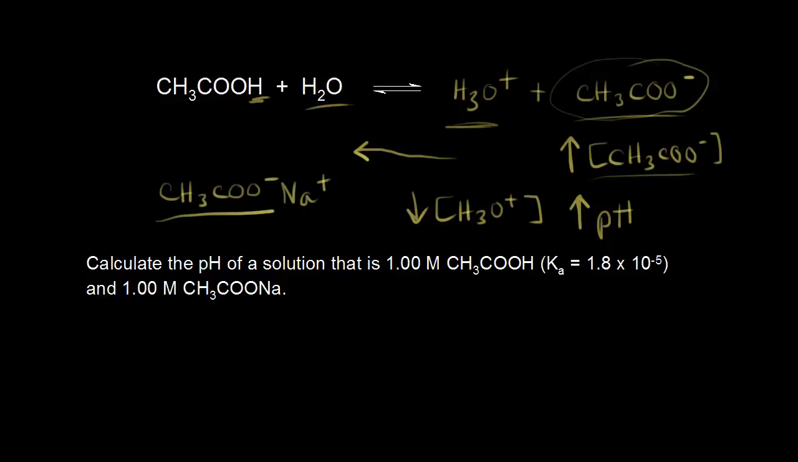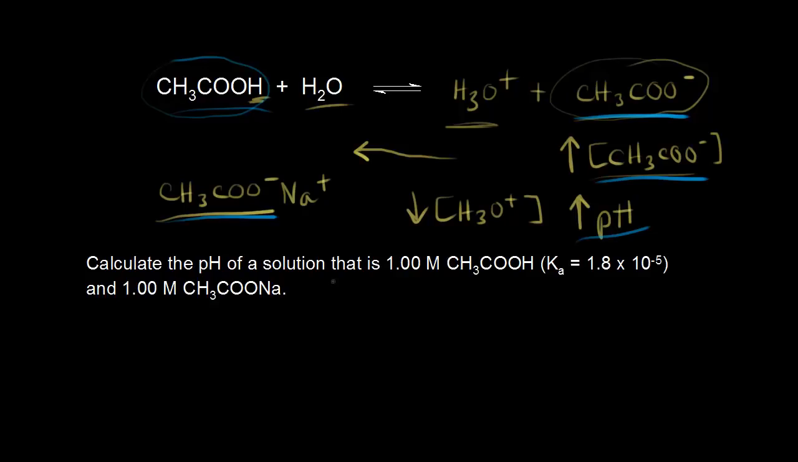So there are two sources for your acetate anion. One is the ionization of acetic acid. That's one source for your acetate anion. And the other source is the sodium acetate that you added in. So we have two sources, and so we'd expect a pH that's higher than just a solution of acetic acid alone. And let's go ahead and do the calculation and see that that is true.